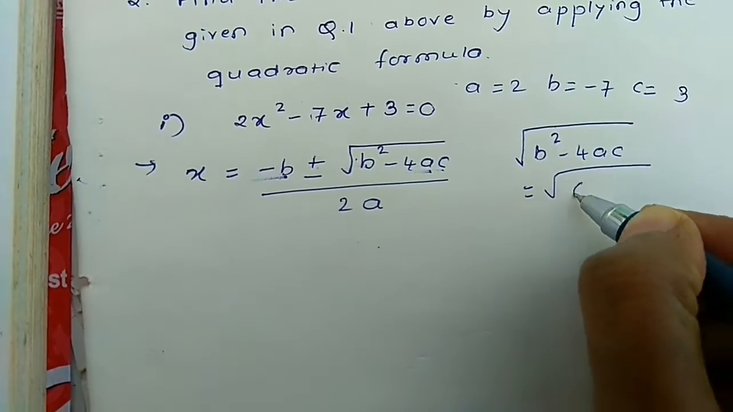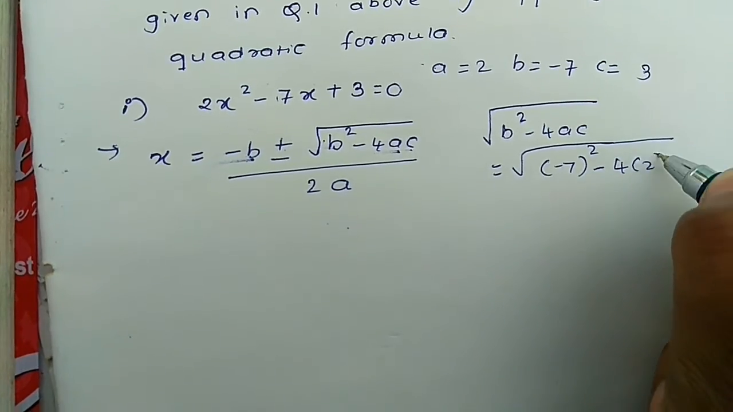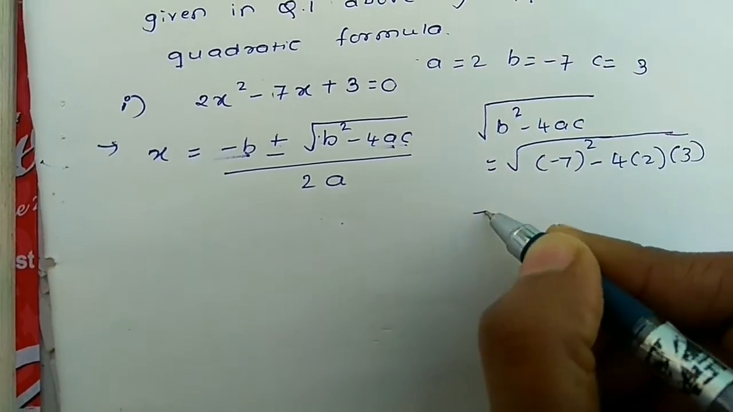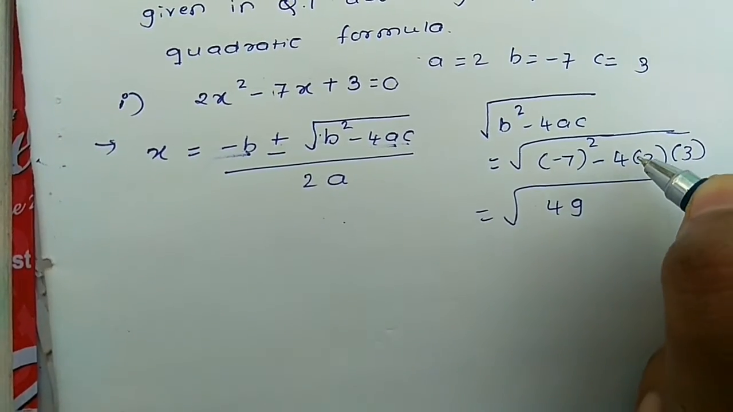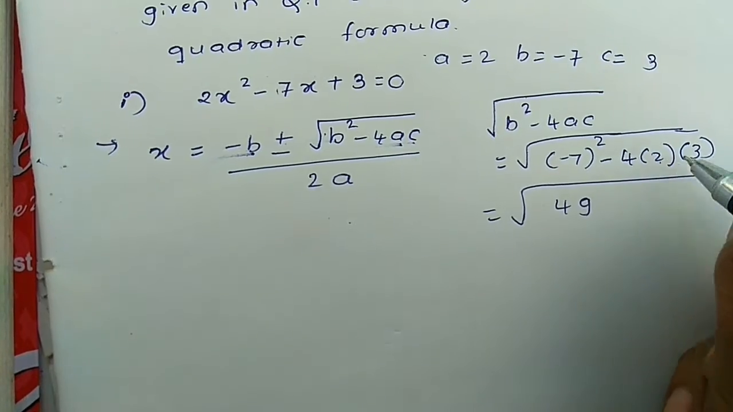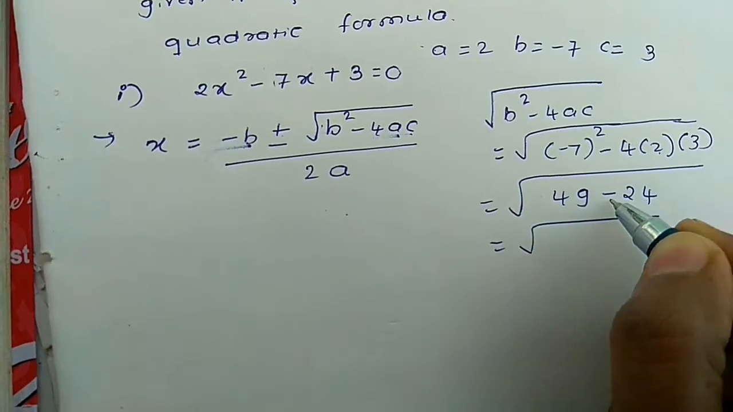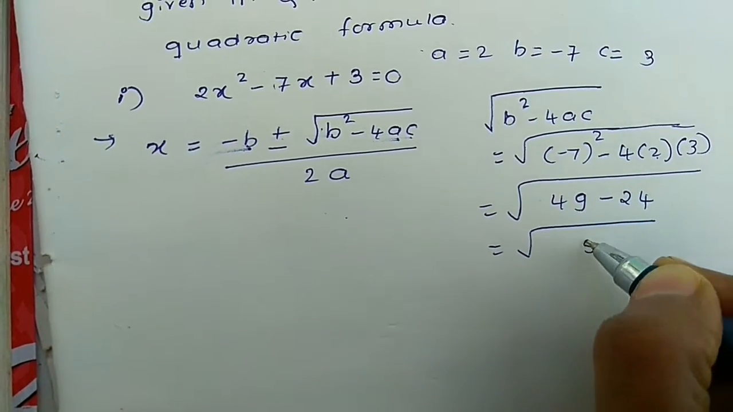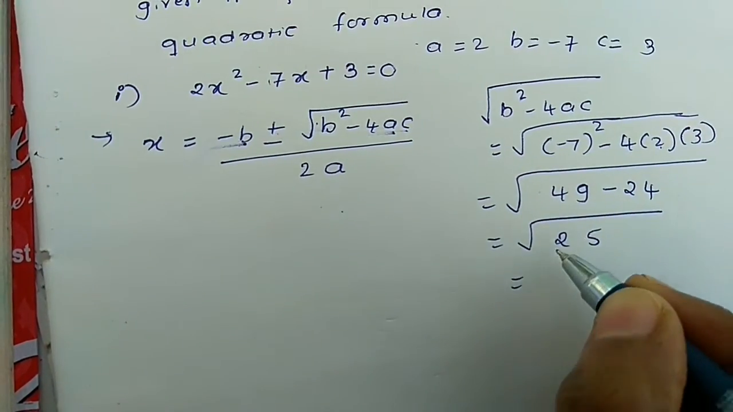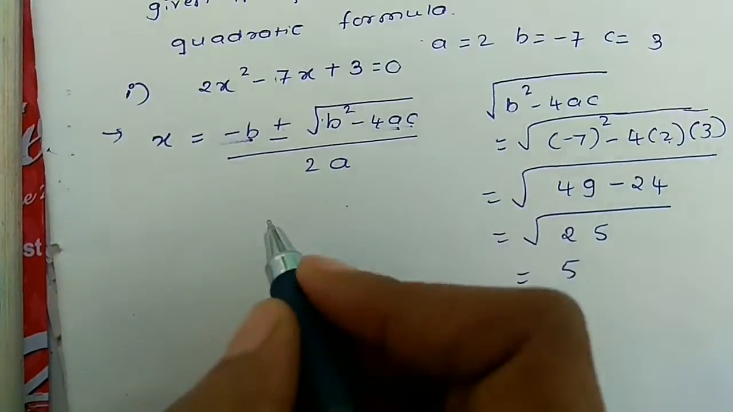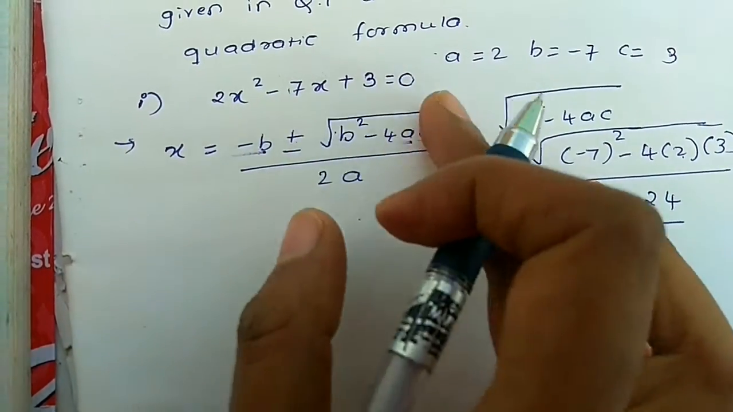Or else you can take it like this and find it out. So b is minus 7, minus 7 square minus 4 into a is 2, c is 3. So find this square root. Minus 7 into minus 7 is 49. Then 4 2s are 8, 8 3s are 24, minus 24. 49 minus 24 is 25. So b square minus 4ac is square root of 25, that is 5.